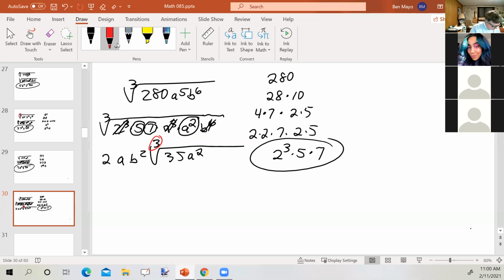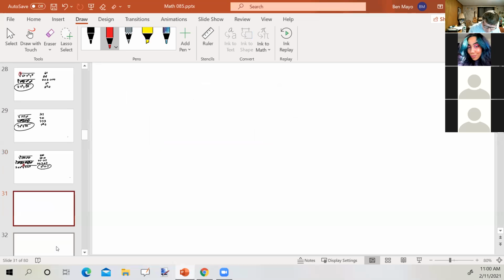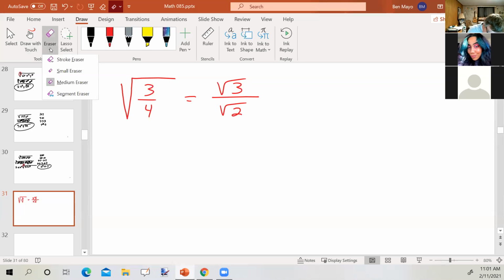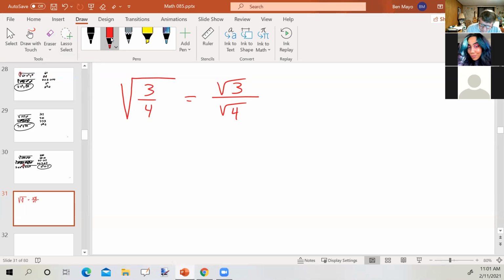All right. Next problem. Let's say we've got the square root of a fraction. It says simplify each radical expression. All variables represent positive real numbers. I could rewrite that as the square root of 3, oops, got ahead of myself there, over the square root of 4.